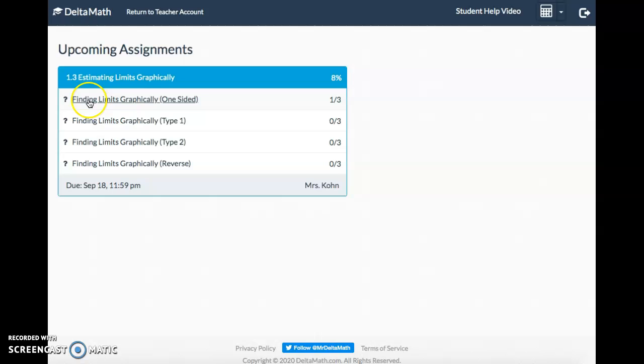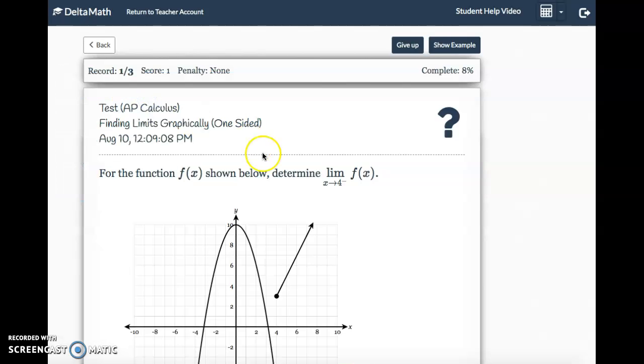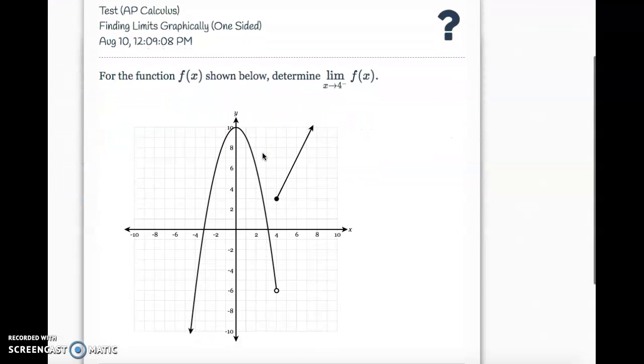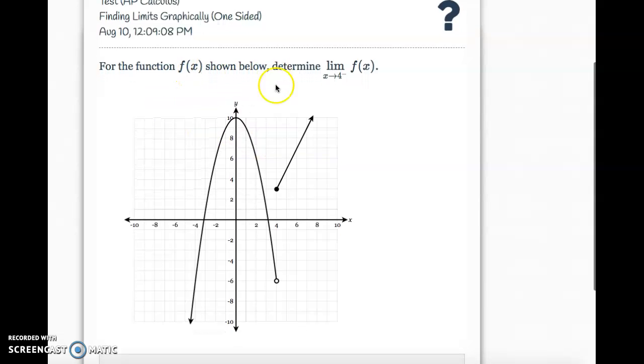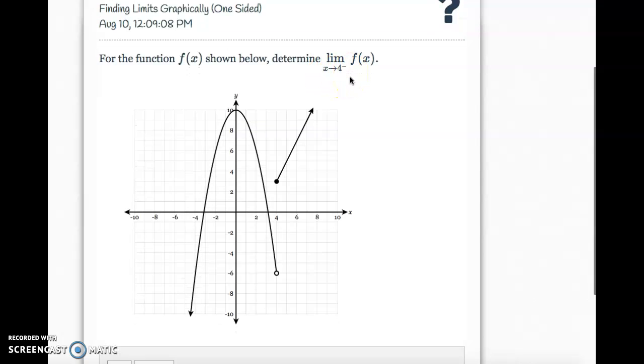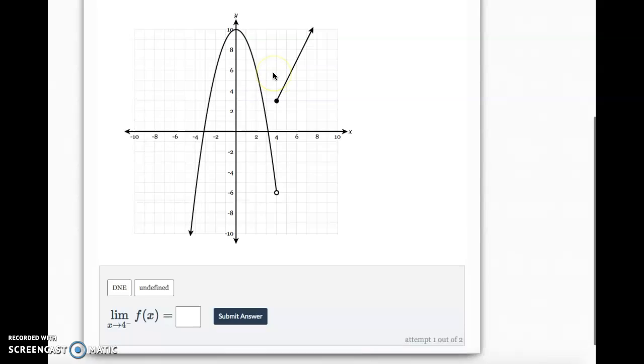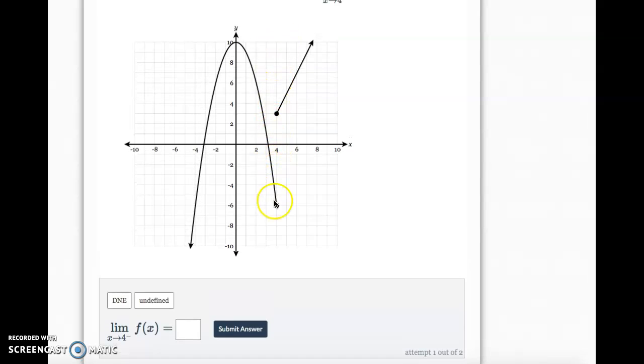So I'm going to click on first finding limits graphically one-sided, and then I'm just going to work through a couple of problems. So for the function f of x shown below, determine the limit of f of x as x approaches 4 from the left-hand side. So I'm approaching this x value of 4 right here, and I'm going to do it from the left-hand side.